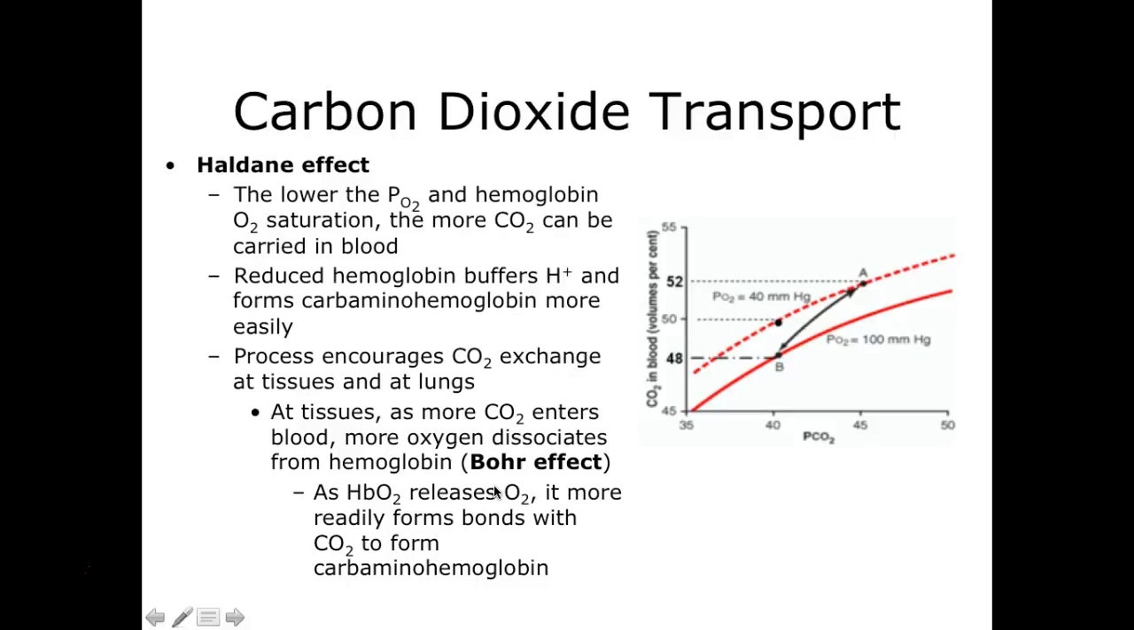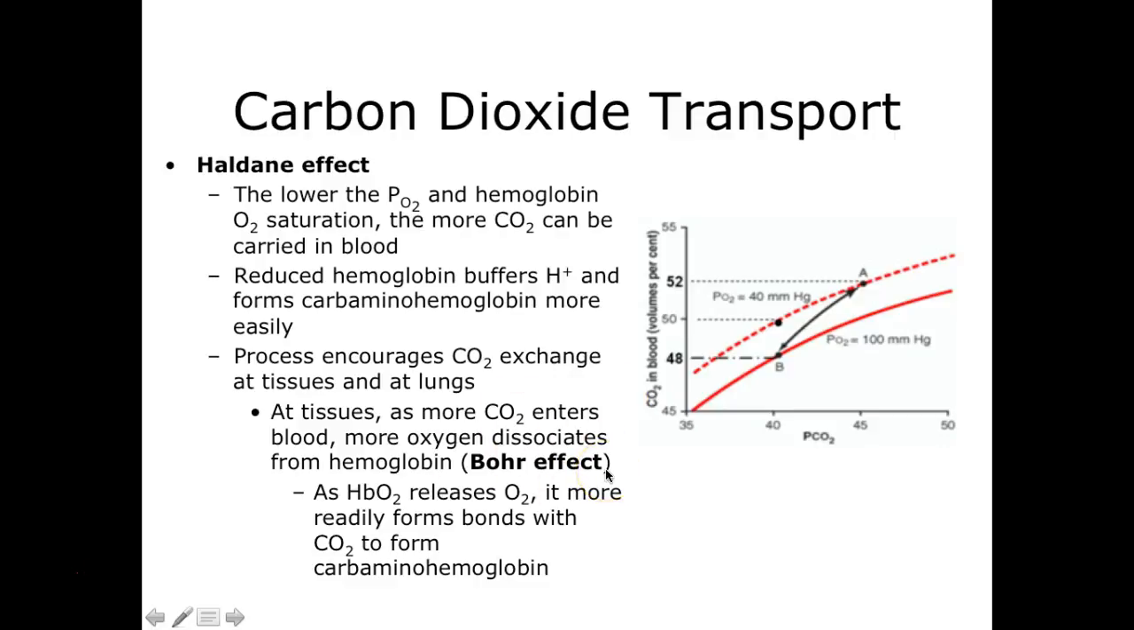And the reverse is true as well. So if we have a lot of hemoglobin oxygen saturation and a high partial pressure of oxygen, that means the less carbon dioxide can be carried in blood. So our reduced hemoglobin is going to buffer our hydrogen ions and form carbamino hemoglobin more easily. And this process encourages our carbon dioxide to exchange at our tissues and at our lungs. So we're bringing back this Bohr effect here.